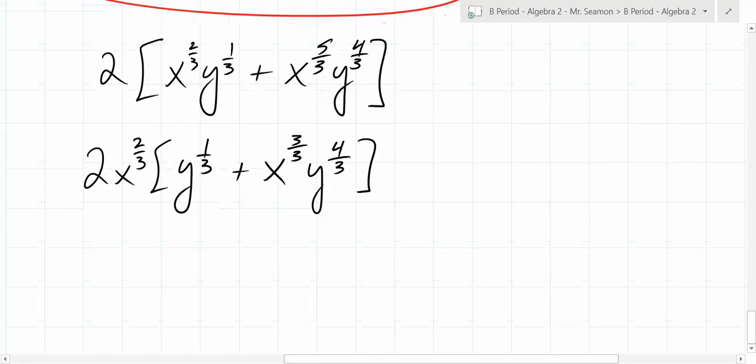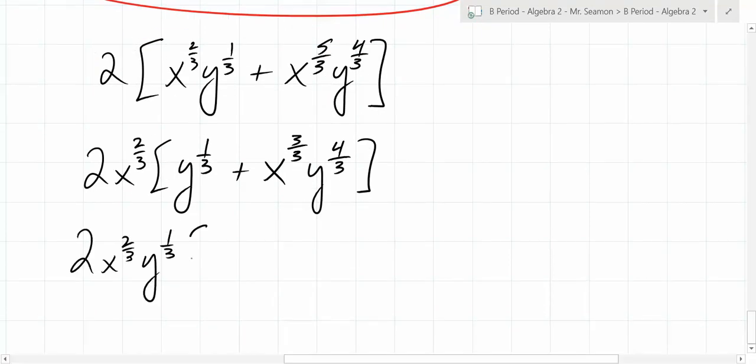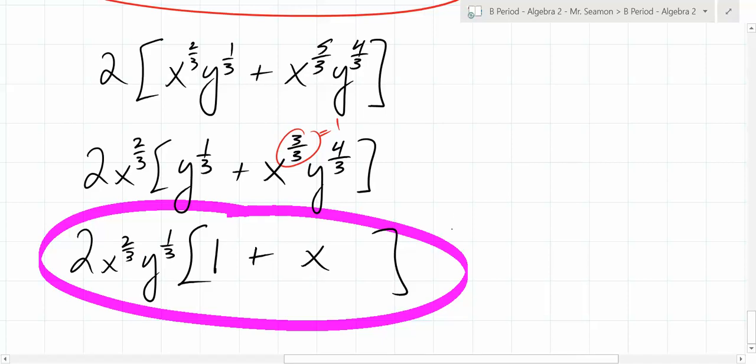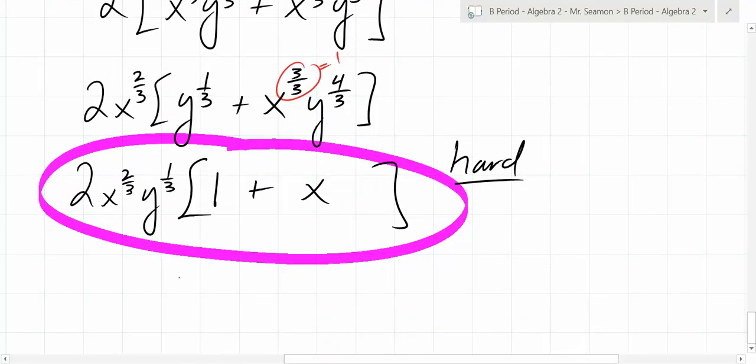What can you pull out of both of these now? It's going to be 2x to the 2/3, y to the what? Leaving you with what? 1, right? Plus what? x, because what is 3/3? 1. So this right here would be the most simplified form, but this is hard. What happened to the y in the last one? Oh, I'm sorry. It's going to be x y to the 3/3. Yes, correct. I'm sorry. You're absolutely right.